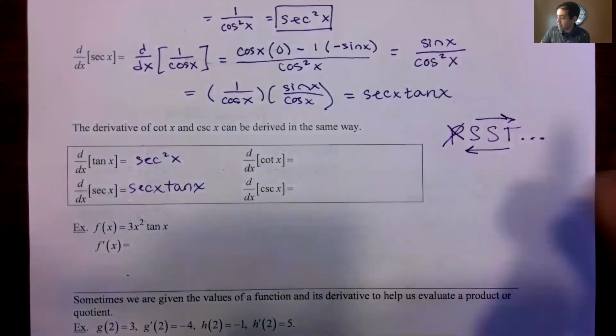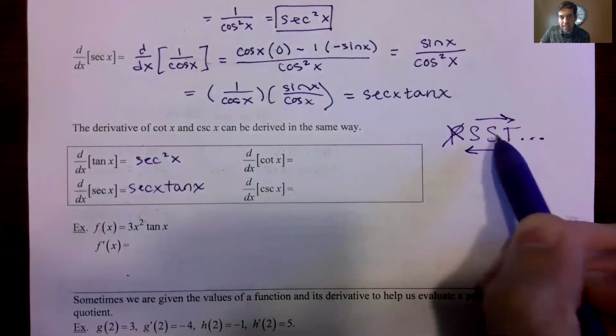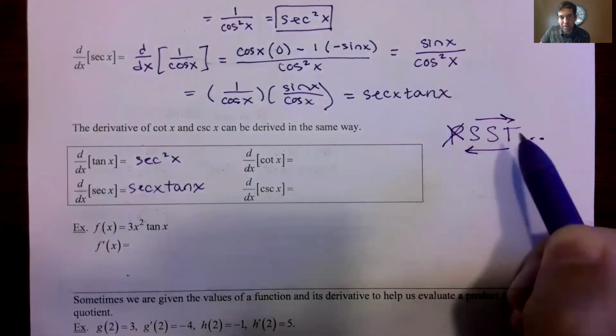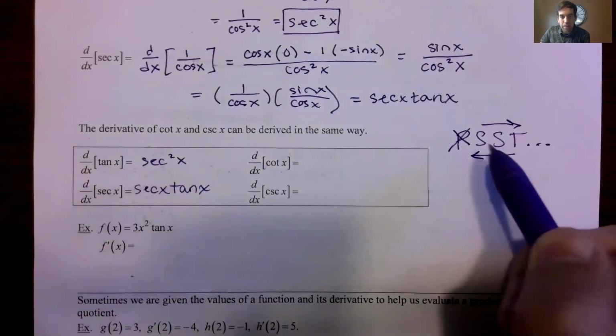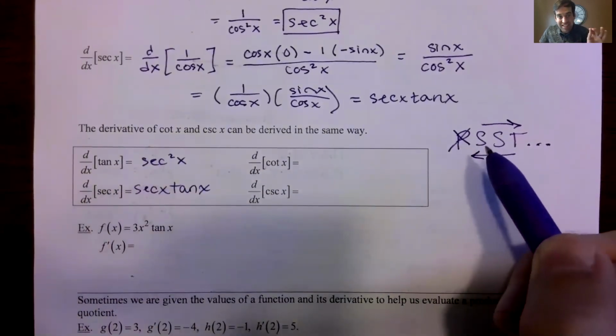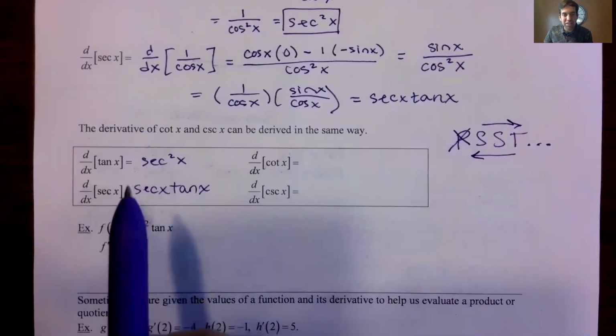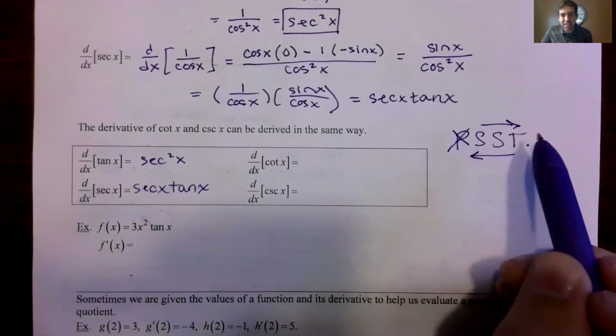It's just about which way you process this. The derivative of secant is secant times tangent. The derivative of tangent is secant times secant, right? Secant squared. So if you can remember psst, then you can remember the derivatives of tangent and secant. Secant is secant tangent. Tangent is secant squared.